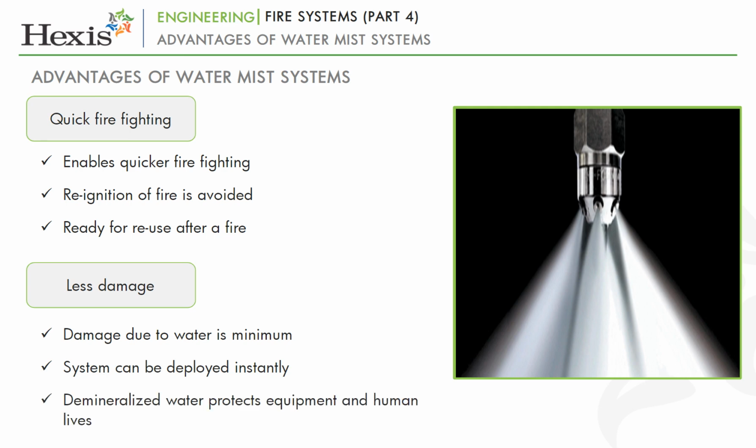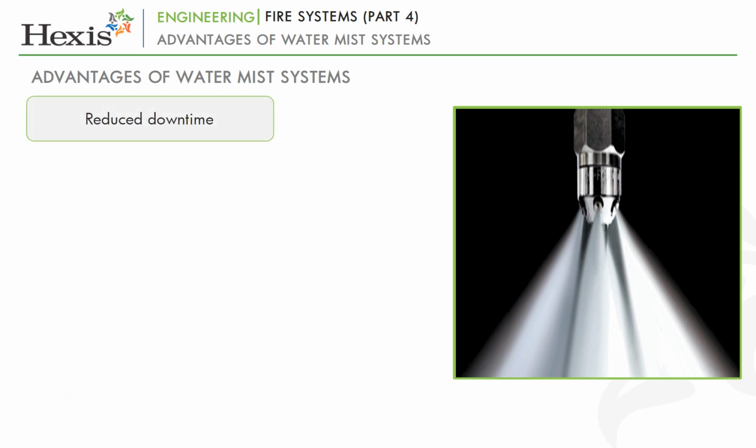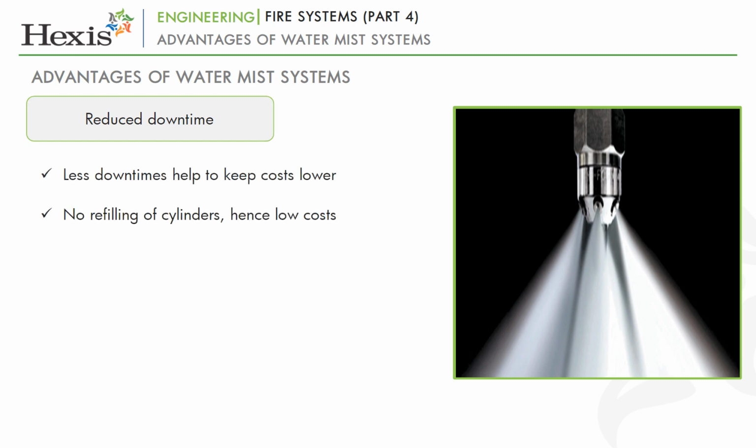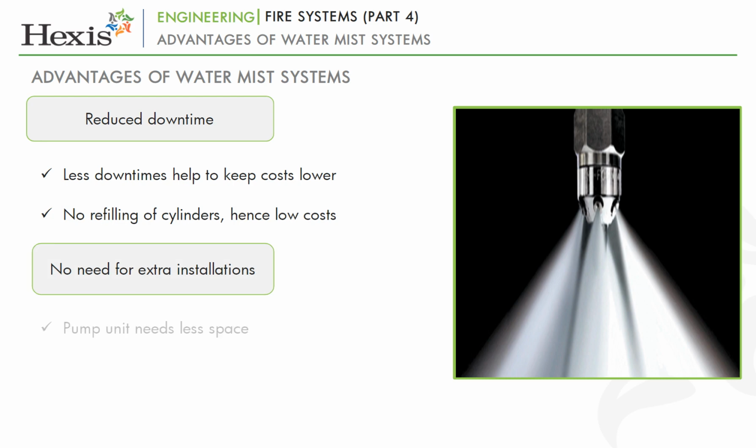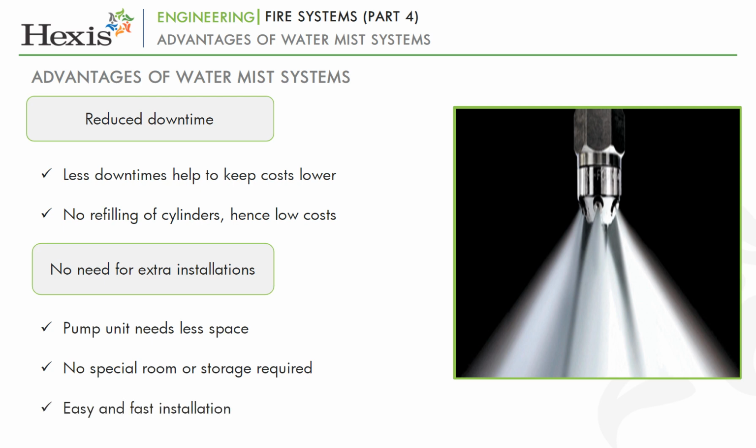Using only pure water, the water mist system uses demineralized water to provide the best possible protection of equipment and human lives. Reduced downtime. The reduced amount of damage often means less downtime, resulting in much lower costs. There's no need to fill up cylinders, thus saving expensive refilling time and overall costs. No need for extra installations. The pump unit takes up little space and needs no special room or safe storage. Easy and fast installation is possible due to small pipe sizes and low system weight.